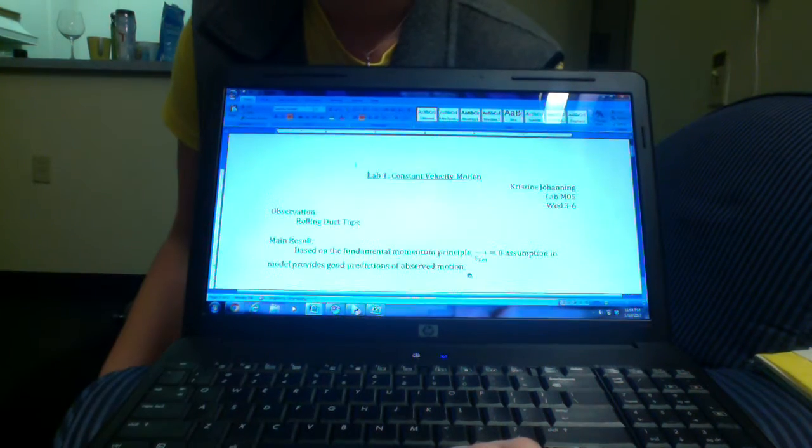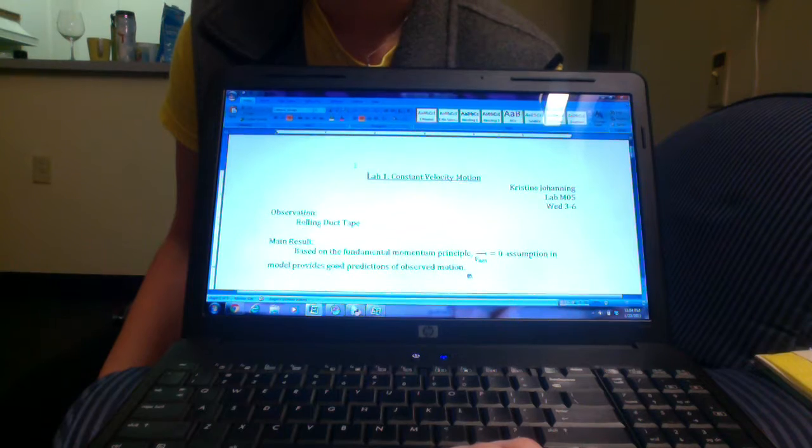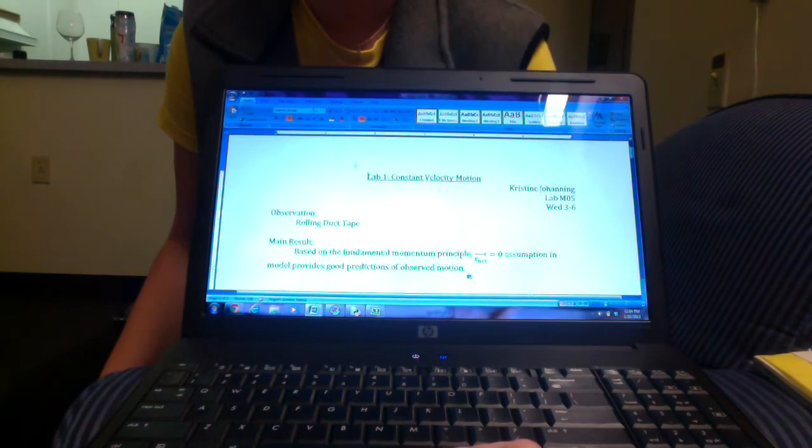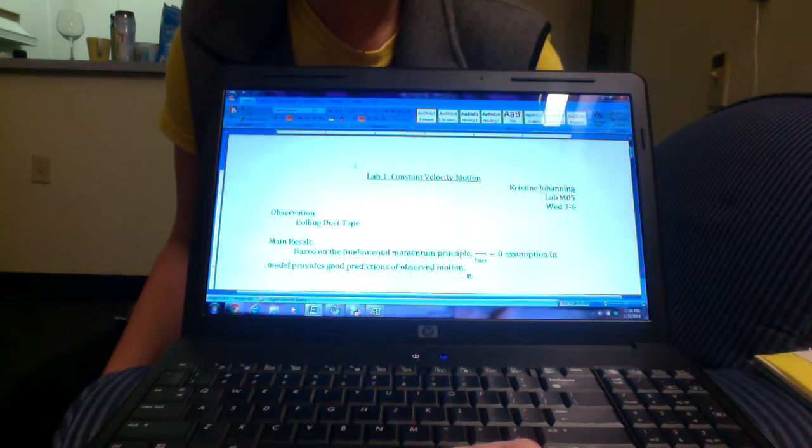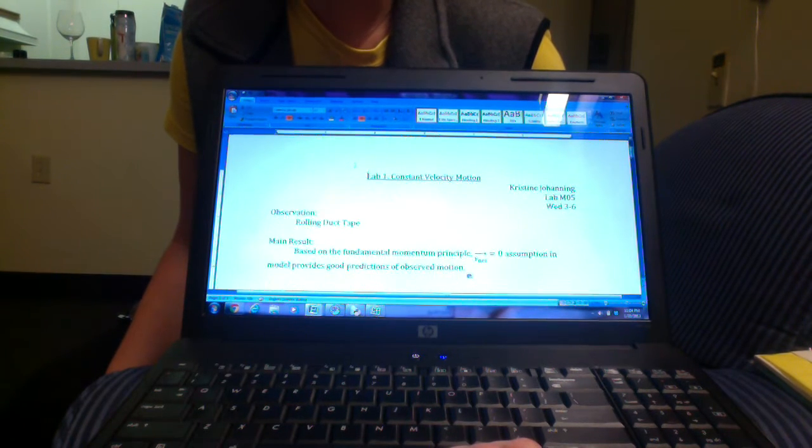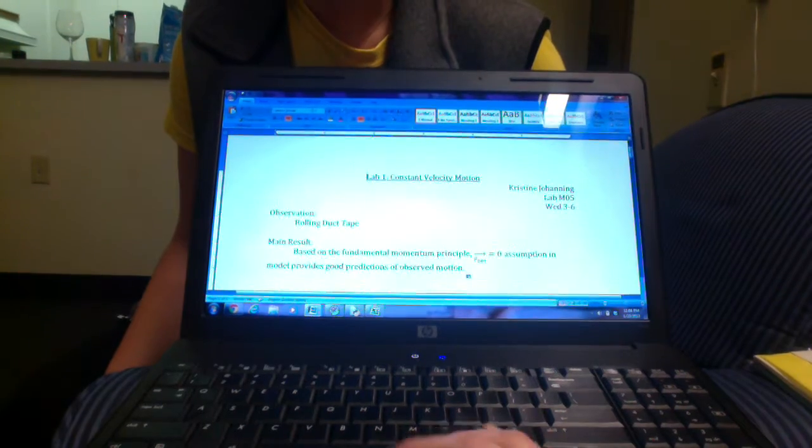This is Kristine Johanning in Lab M05 on Wednesdays from 3 to 6. This is my Lab 1, constant velocity motion. I'm observing rolling duct tape, and the main result shows that, based on the fundamental momentum principle, F net equals 0 is an assumption that proves in this model that there is a good prediction of the observed motion.